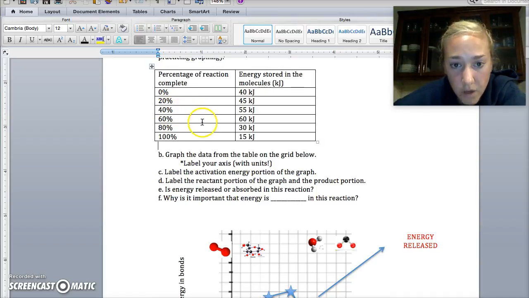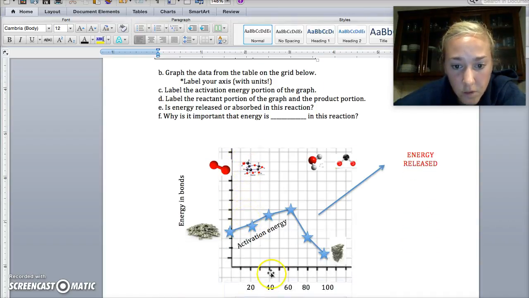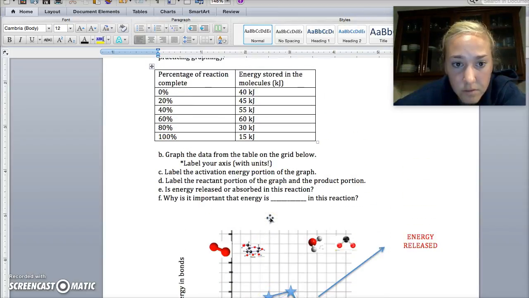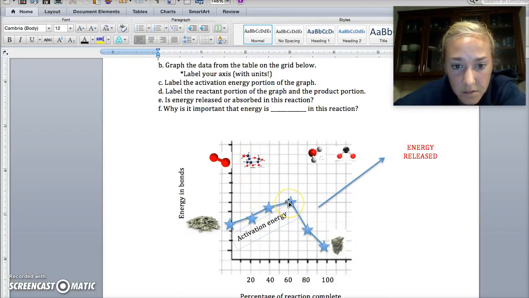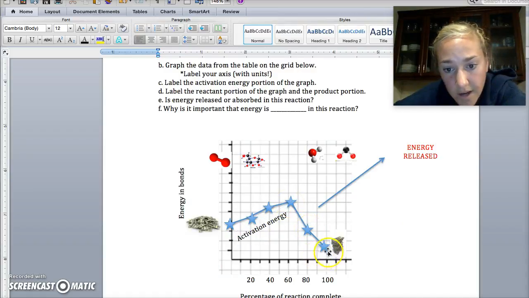At 40%, we rise up to 55. At 60%, now we're at 60. At 80%, now we're down to 30. And then at 100% of the reaction, our energy in the bonds is 15. Okay, great.